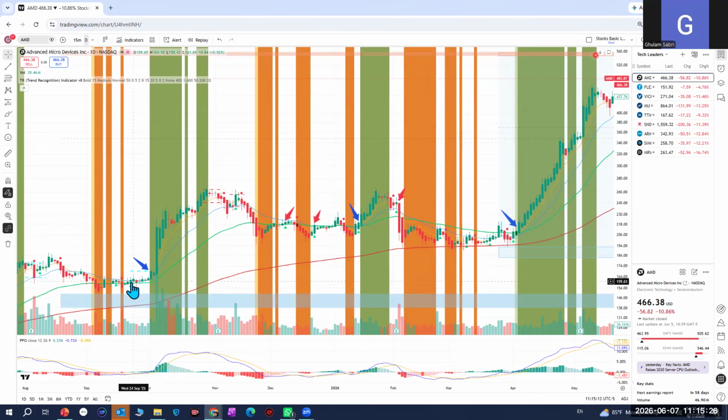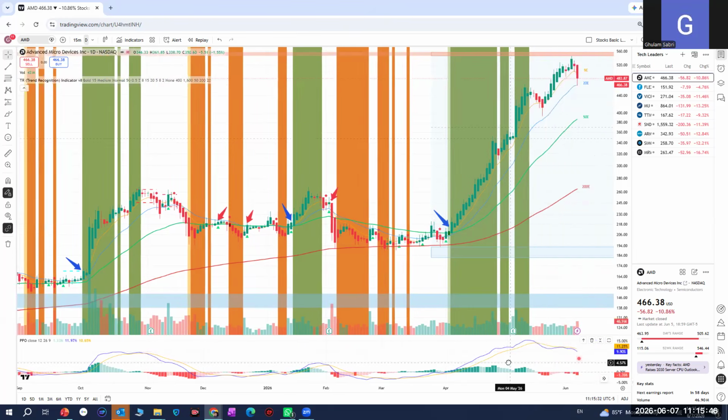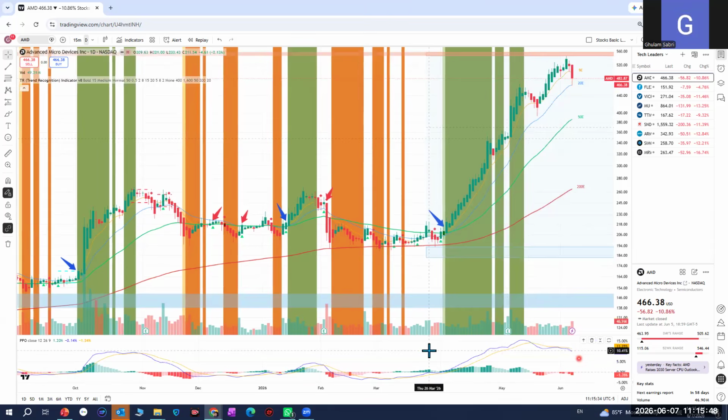Simple. First stage signal followed by a green zone, which is a second or third stage, and your PPO should be crossing the zero line. That's your best entry. If PPO is already up here, it means that it's a late stage entry. It can still cross, but not from zero, from a high level.